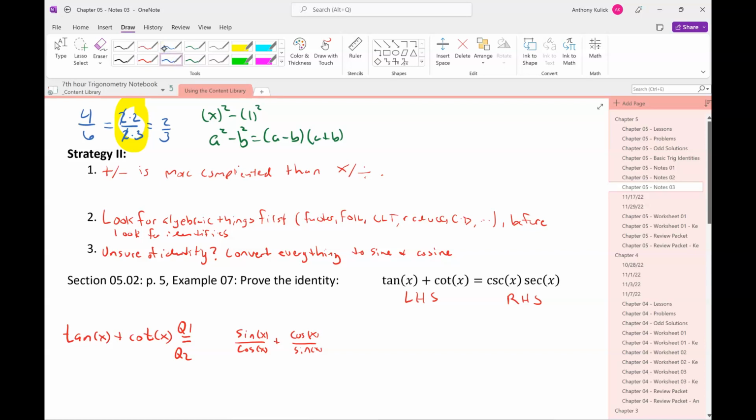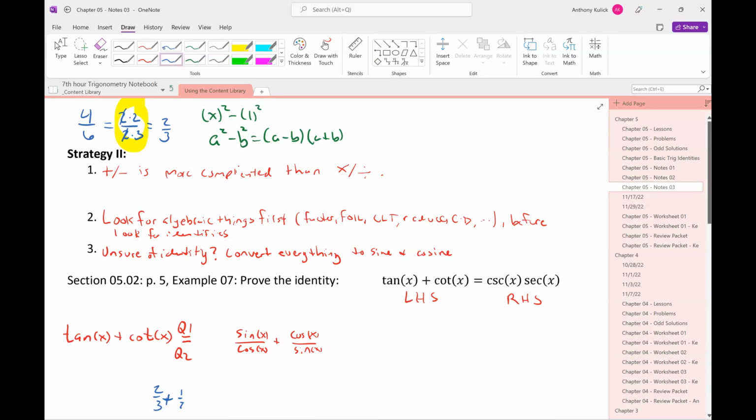If I want to add them, then what do I have to have? Great, a common denominator. What would the common denominator be for sine x over cosine x plus cosine x over sine x? Well, if I had 2/3 plus 1/2, what would the common denominator be there? 6. How'd you get 6? So for this would be cosine x times sine x. So you multiplied 2 times 3 because 2 and 3 were relatively prime, right? That's how she got 6.